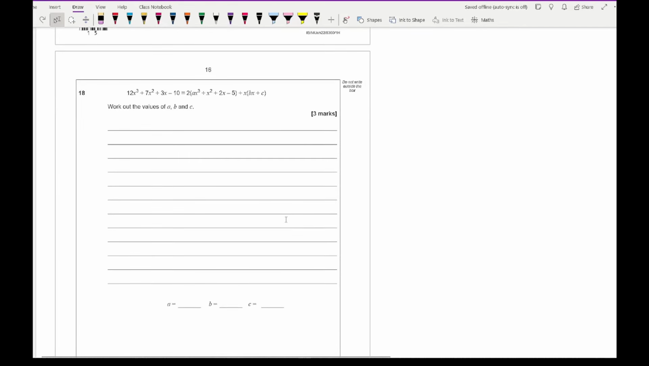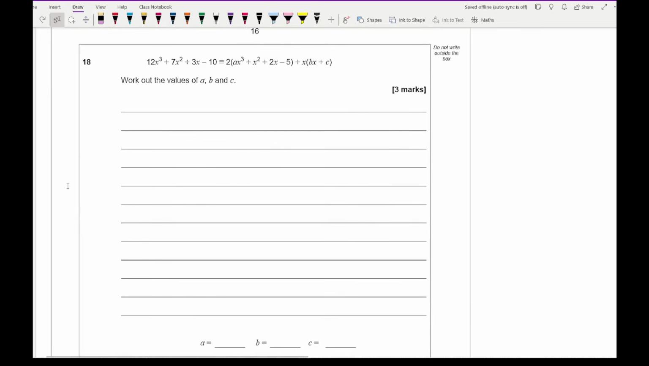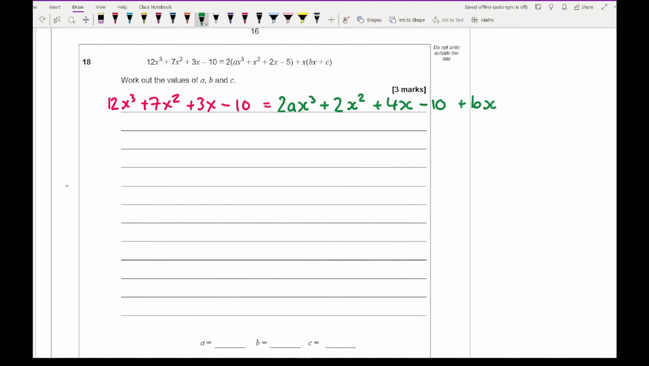Then moving on to question 18, let me just zoom in a little bit, and it says work out the values of A, B and C. So here we're comparing the coefficients. So if I just write down 12x cubed plus 7x squared plus 3x minus 10. So what I need to do is expand this out. So I get 2ax cubed plus 2x squared plus 4x minus 10, and then plus bx squared plus cx.